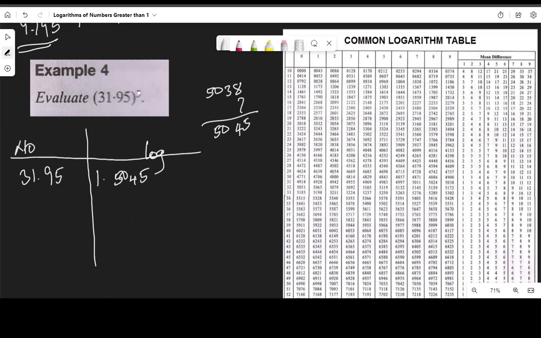Because of this to the power of 3, we are going to multiply this logarithm by 3. So times 3 right here. 3 times 5 is 15. Write 5, carry 1. 3 times 4, 12 plus 1, 13. Write 3, carry 1. 3 times 0, 0 plus 1, 1. And 3 times 5, 15 again. Write 5, carry 1. 3 times 1 is 3 plus 1, 4. So 1.4315, rather, 0.95 to the power of 3 is this.